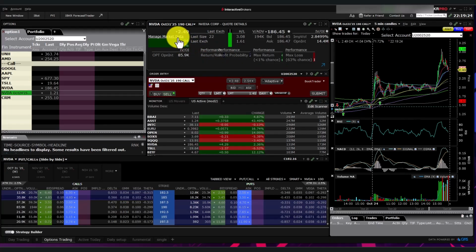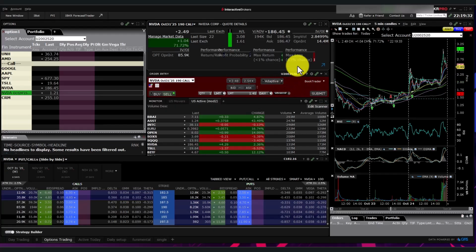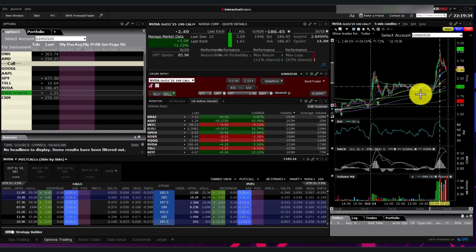But just so you know, this option price is going to change dramatically because there is decay that the option has for the weekend and also for the time gone by. So this option most likely is going to open around $2 if Nvidia opens at 186.